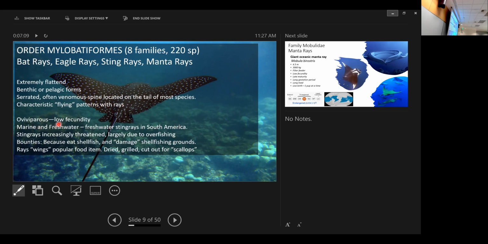These animals tend to be ovoviviparous. They have very low fecundity. There's both marine and freshwater species, which is somewhat unusual. And they're increasingly threatened. These species tend to be, as a group, overfished. And on top of the overfishing, there are sometimes in some countries bounties on them because they eat shellfish. They're benthic feeders. And so they'll cruise along the bottom and grab really valuable shellfish.